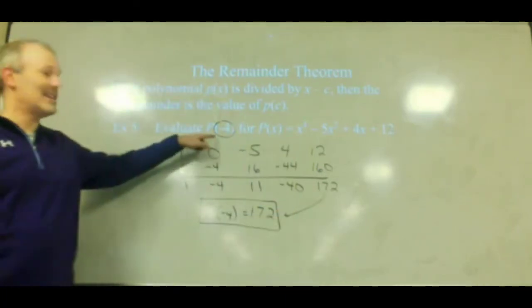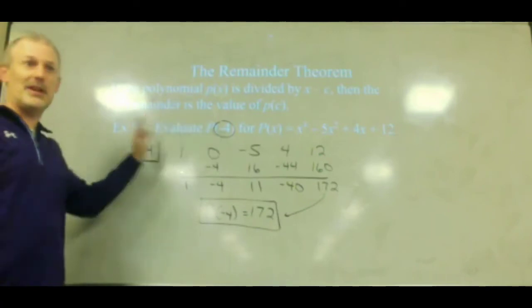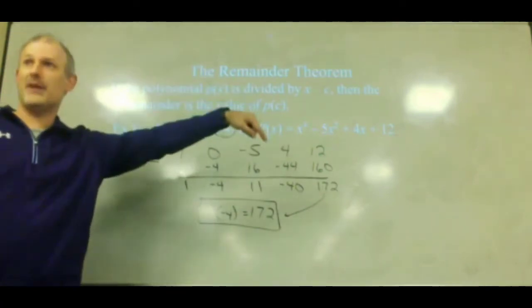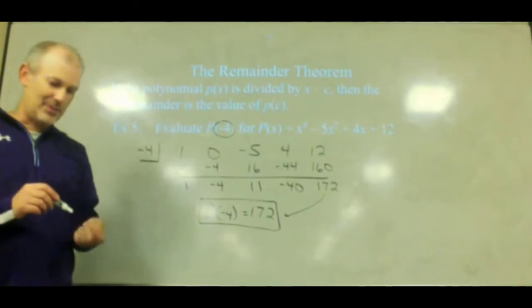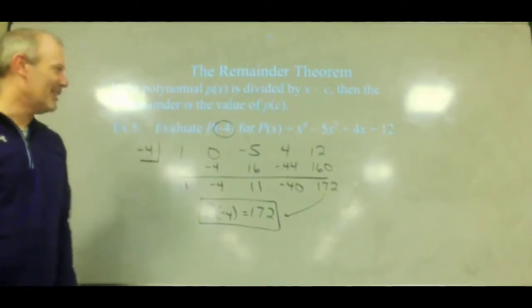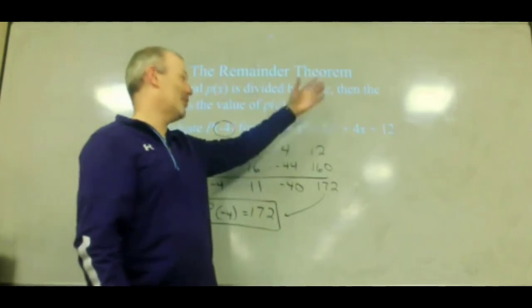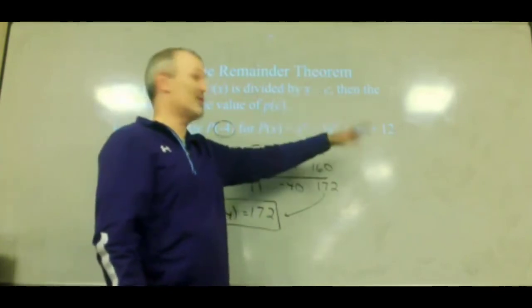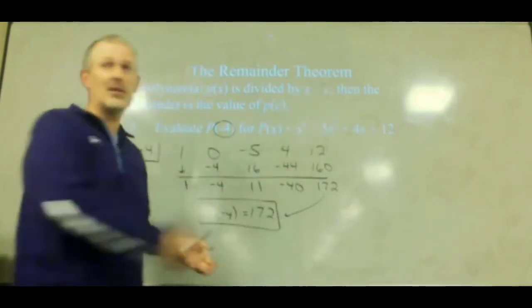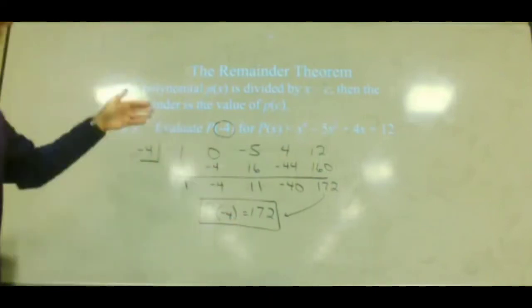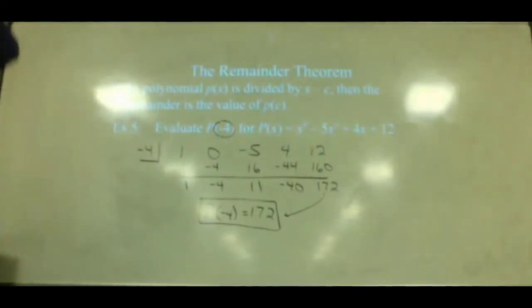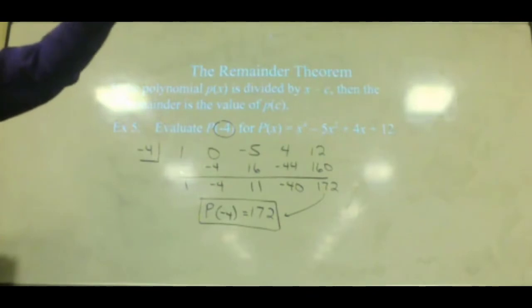So again, when they say evaluate P of negative 4, you put in the negative 4, you do the work, and your answer is the remainder. Now, I will tell you, with a calculator, it's probably just as easy to type in negative 4 to the 4th minus 5 times negative 4 squared plus 4 times negative 4 plus 12 and get that same answer. But what we're doing is we're setting ourselves up for the next couple of things that we're going to be doing in the next lessons.